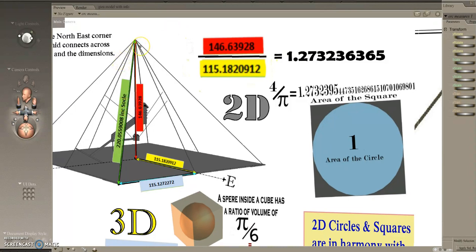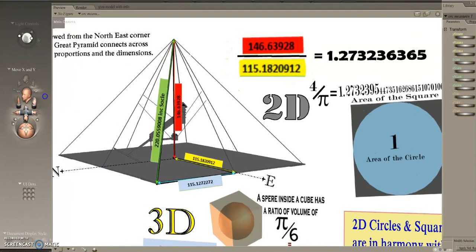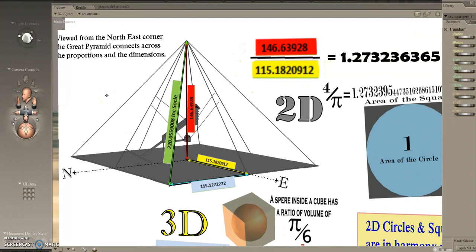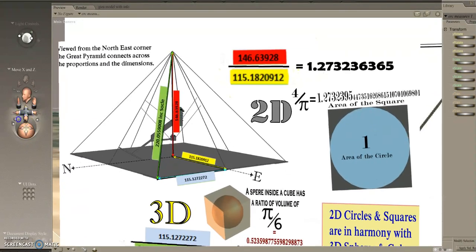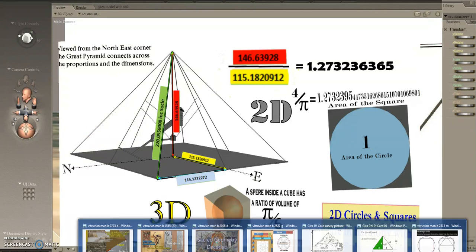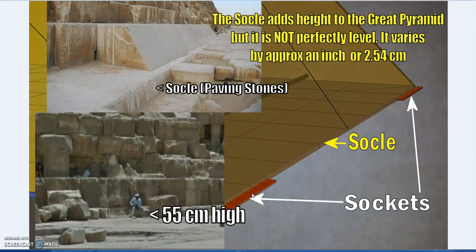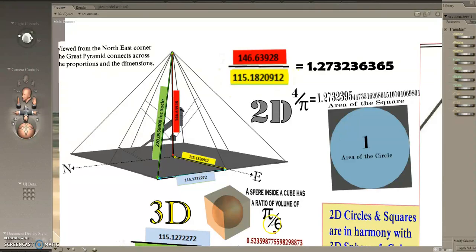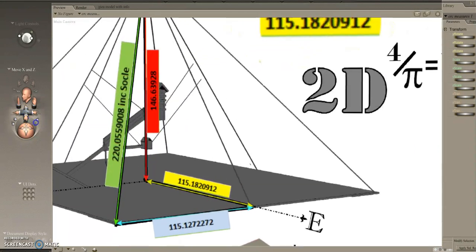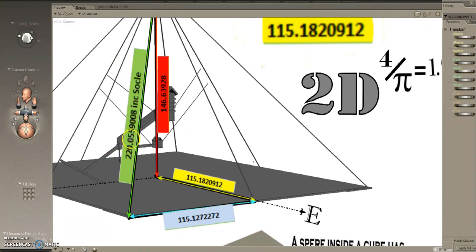But there's more. Now the pyramid is three-dimensional, so instead of cutting it in half and thinking of it in 2D, let's look at the corner of it and think of the pyramid as a 3D object. So 2D gives us a two-dimensional area of a square around a circle, or a circle inscribed inside a square. Well, what happens if now we add a dimension to the pyramid? We add the socle, the paving stones. We add this height to the pyramid. So from the peak to the corner, including the socle, is 220.0559, etc. meters.